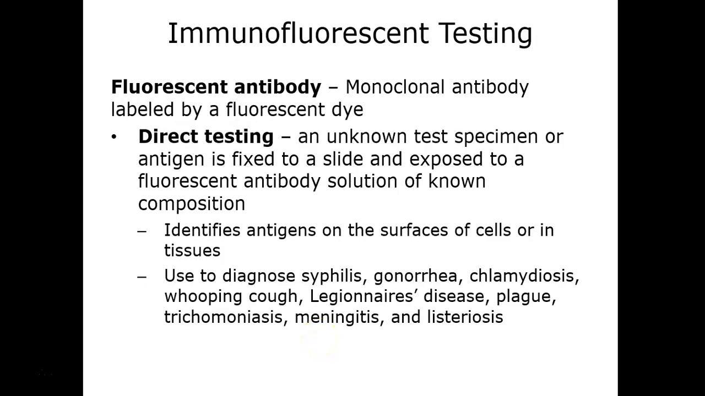We've also mentioned fluorescent antibody testing. The monoclonal antibody is labeled by a fluorescent dye. We can look at direct testing, where we take an unknown test specimen or an antigen, we fix it to a microscope slide, we attach a fluorescent antibody to it, and it helps us to identify the antigens that are on the surfaces of the cells. So we do a lot of direct testing to diagnose a whole slew of diseases like syphilis, gonorrhea, whooping cough, and meningitis.